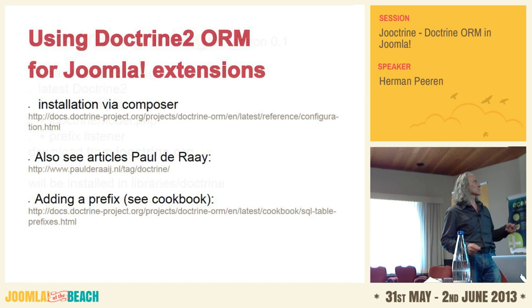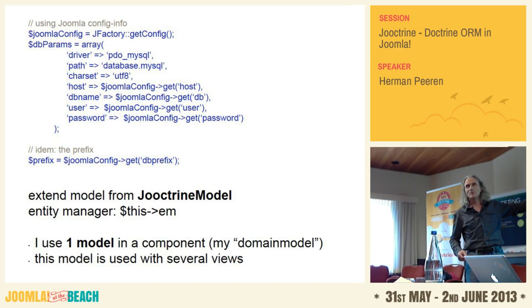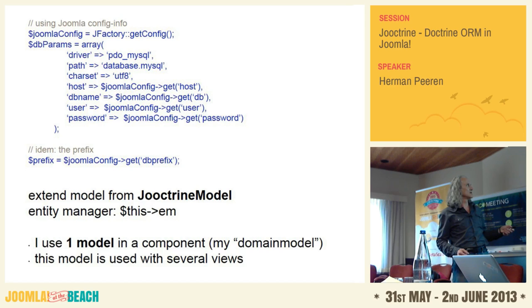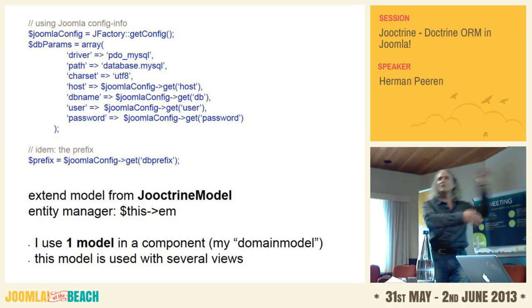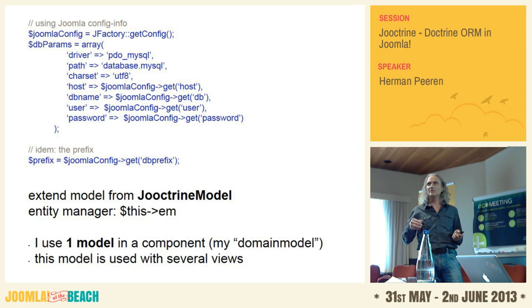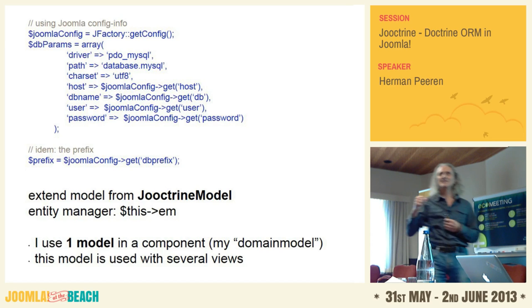the configuration, because you can easily get the things from the Joomla configuration, and put that information about the database and your database password and the database prefix. You can give that to Doctrine so it knows where it can find all the things. By the way, Doctrine uses PDO as database abstraction also.